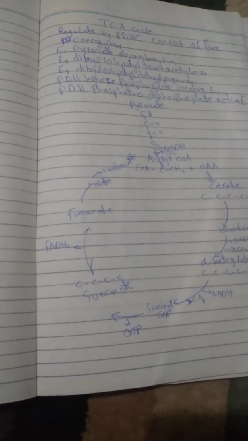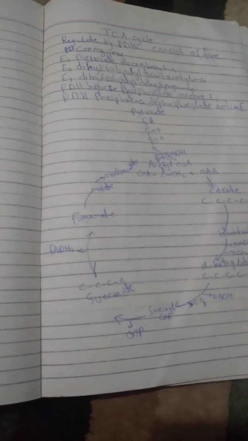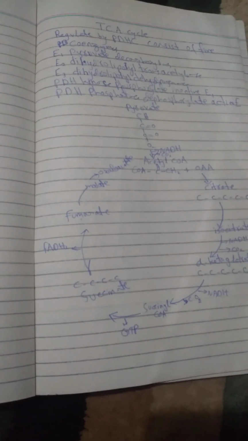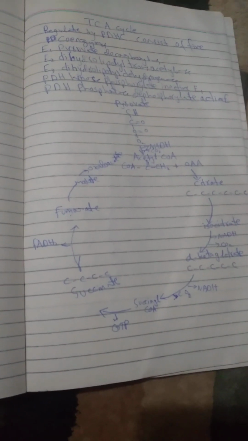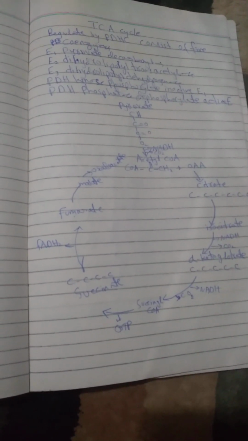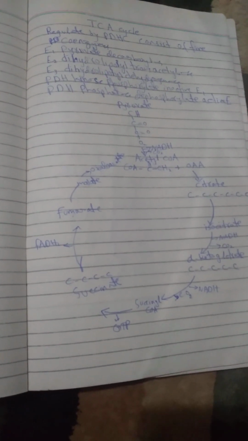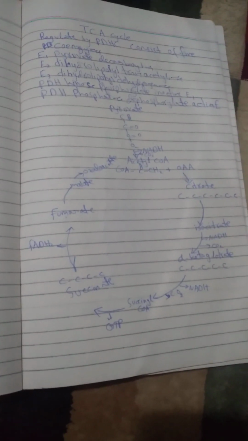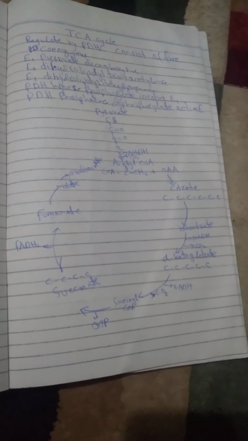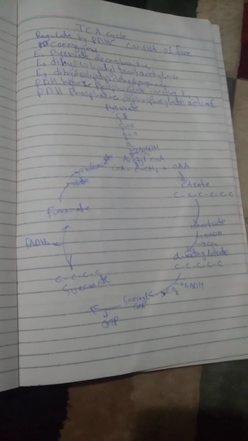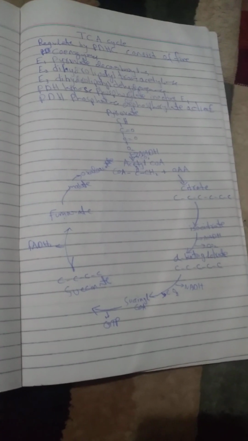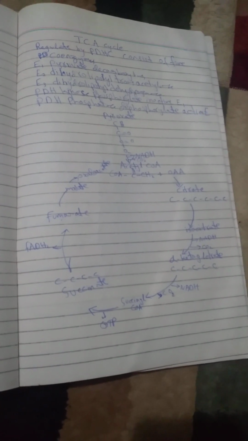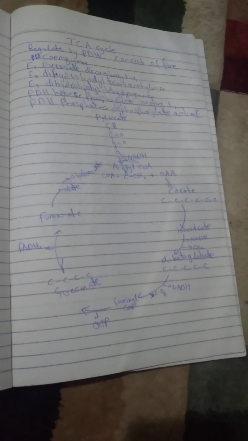regulation. It's regulated by the pyruvate dehydrogenase complex enzyme, which consists of 5 enzymes: E1 pyruvate decarboxylase, E2 dihydrolipoyl transacetylase, E3 dihydrolipoyl dehydrogenase, and pyruvate dehydrogenase kinase, which phosphorylates and inactivates E1, and pyruvate dehydrogenase phosphatase, which dephosphorylates and activates E1.